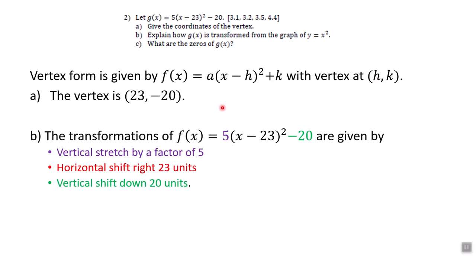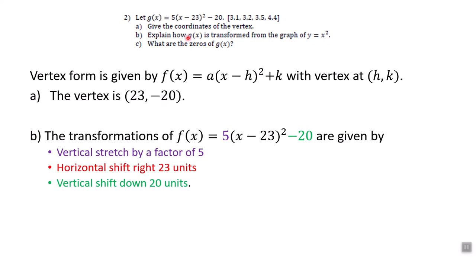So if we look at our formula up here, x minus 23. So we're subtracting, so that's standard form. So 23 is the value of the x coordinate. And on the outside, it says minus 20. Standard form is plus k. So this is plus a negative 20, which tells us our y-coordinate is negative 20.